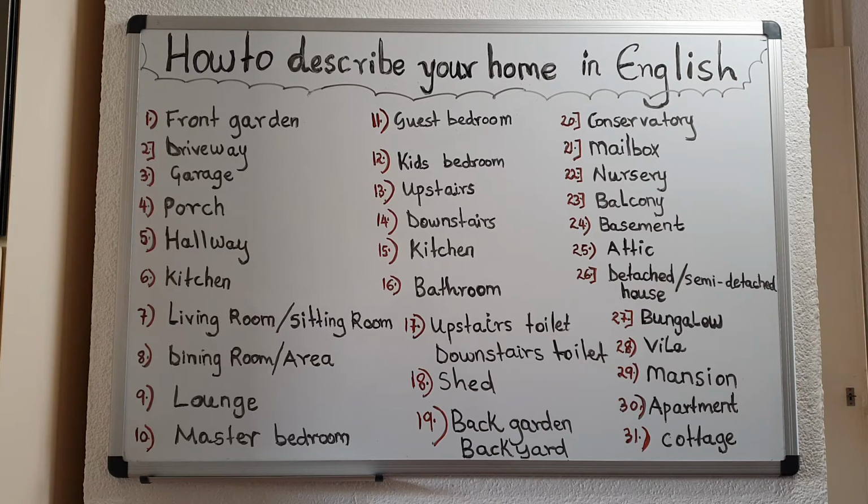The next word is hallway. Now, a hallway is another term for a hall, okay, for an entrance hall, okay? It is another term for an entrance hall. And an entrance hall is a passageway or a corridor where you walk into before you decide to turn to one of the rooms on the side.